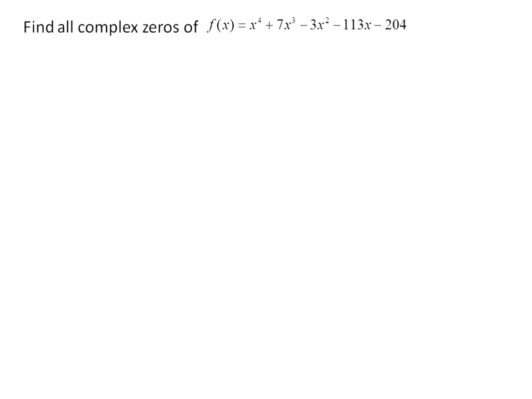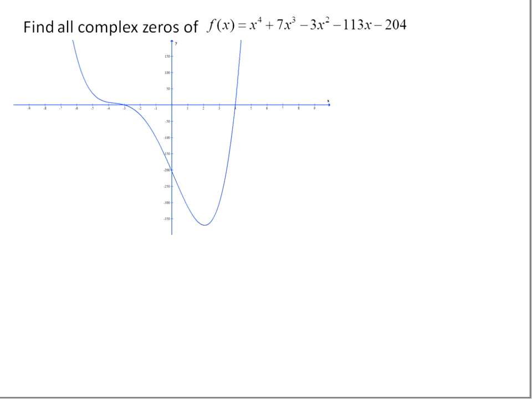We also have a relationship between the zeros and the x-intercepts on our graph. And so let's start by graphing this function. When we graph this, we see we have zeros at negative 3 and at 4, because we have x-intercepts at (negative 3, 0) and (4, 0). We know we should have two more zeros. In this case, those zeros are going to be imaginary. To find those zeros, we're going to start by factoring out our two known factors of x plus 3 and x minus 4 out of our quartic polynomial.